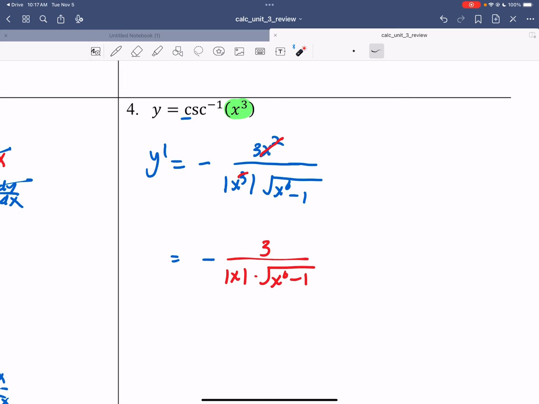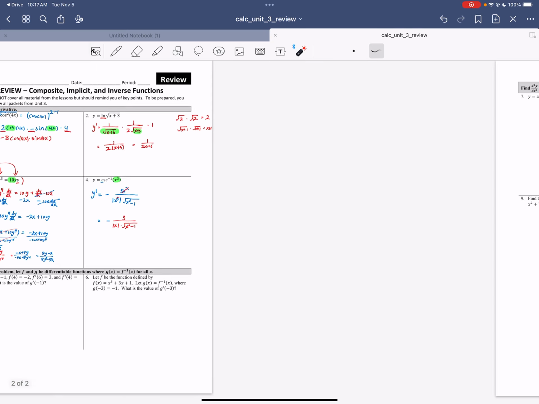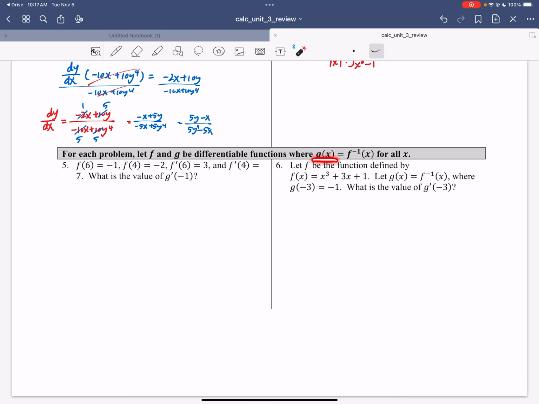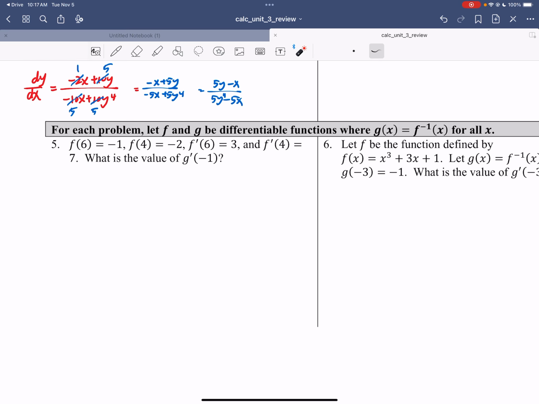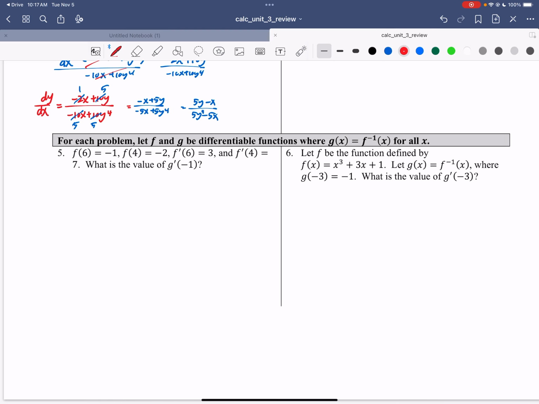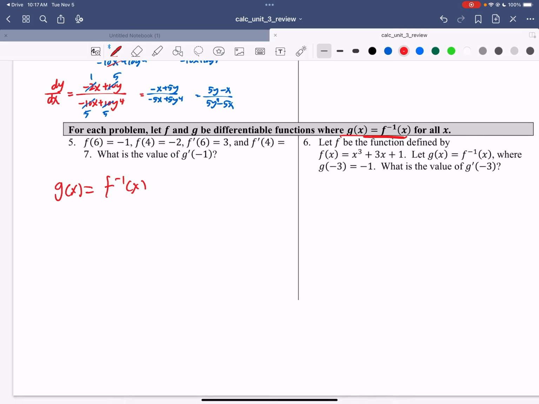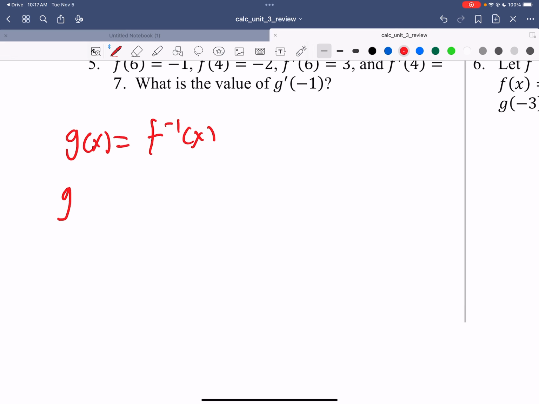Okay, so that's it for questions 1 to 4. And now the question asks, do you see these two are inverse to each other? So keep that in mind, and you want to find g prime. So g of x is f inverse of x. That is what is given to us here. And what we want to find is g prime of negative 1, which you're going to get as 1 over, by the formula, f prime of f inverse of negative 1.